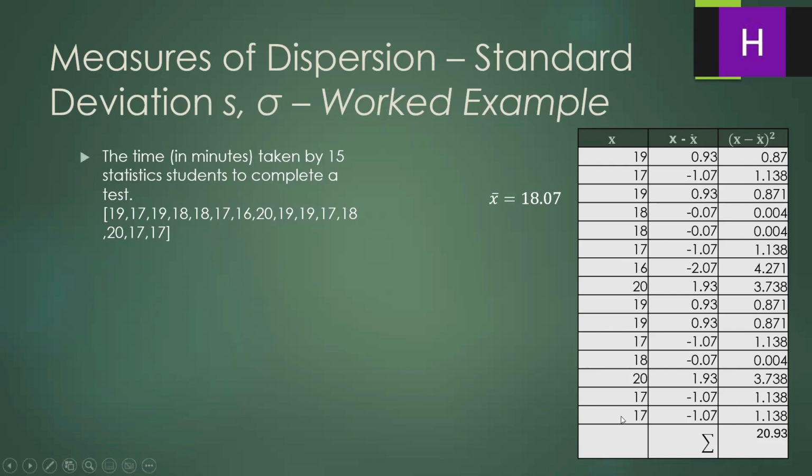So we have all the x's listed here. In the next column, we have the deviations, x minus x bar, and these are the values. You can see for yourself, some of them are negative and some of them are positive.